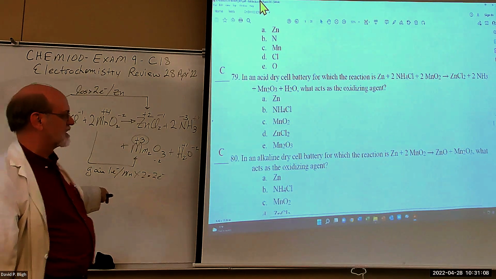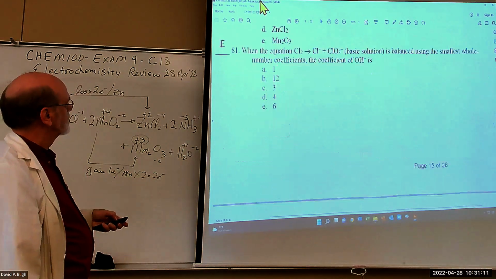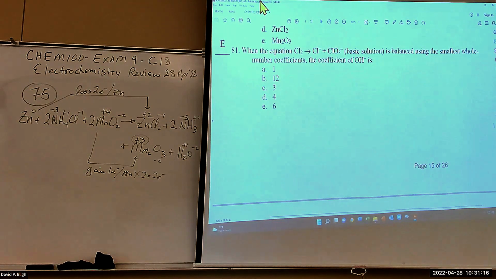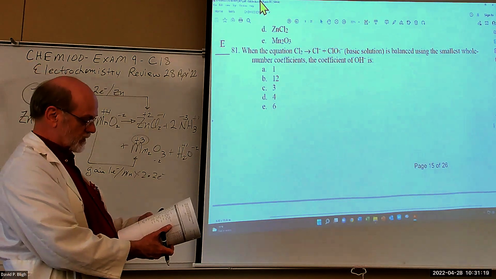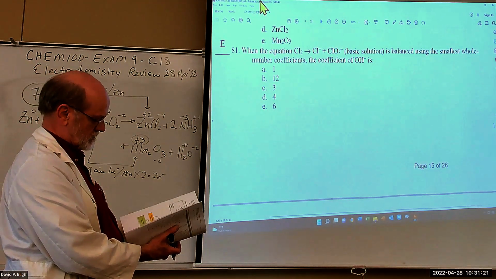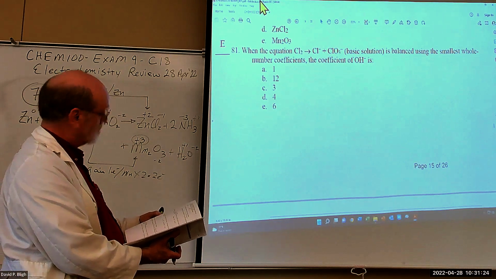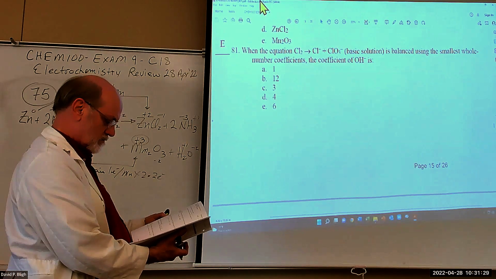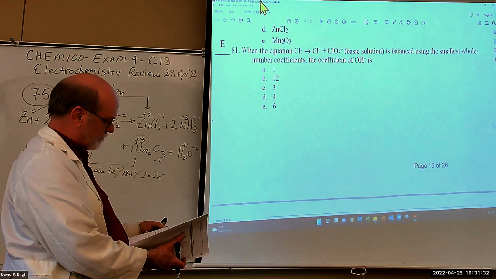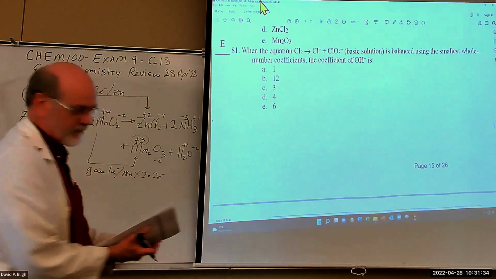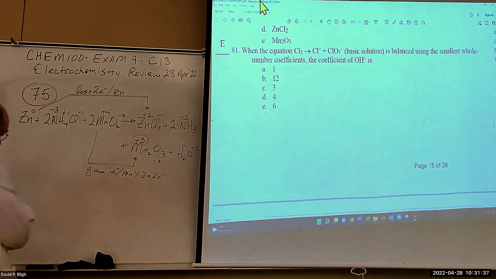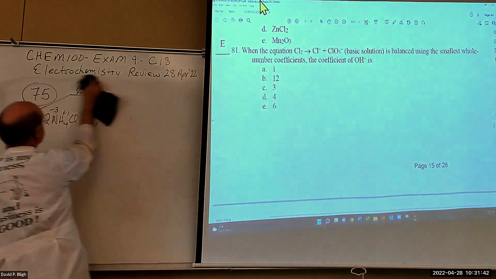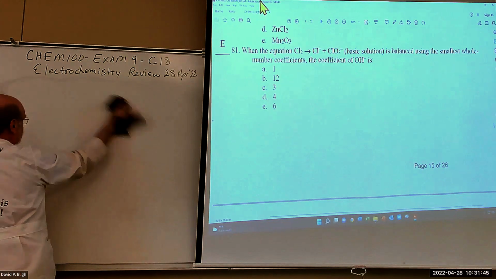Let me look, see if there's any more based on that same equation. I don't want to erase it if we're going to use it again. No. Okay, I can erase it.